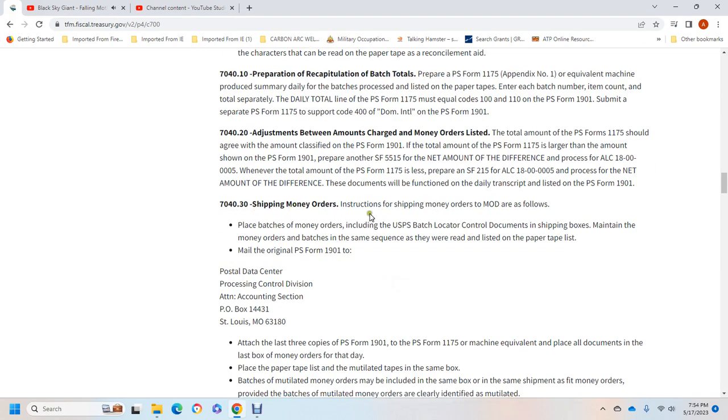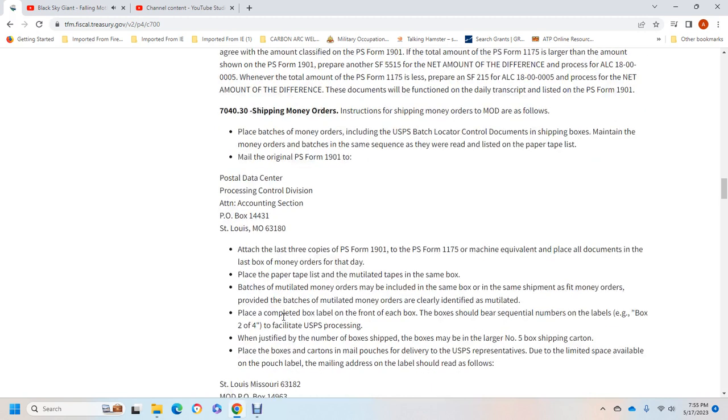740.30, shipping money orders. Instructions for shipping money orders. Money orders are handled as follows: place batches of money orders, including the USPS United States Postal batch locator control document, in the shipping box. Maintain the money orders of the batches in the same sequence as they are read and listed on the paper tape. The original PS form 1901 is sent to the postal data processing control center division, accounting sequence, PO Box 14431, St. Louis, Missouri 63180.